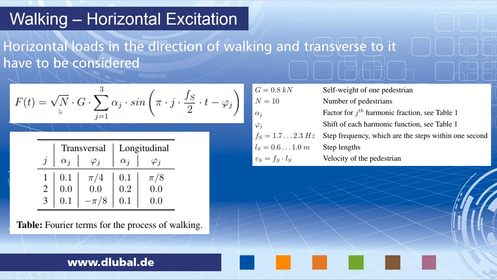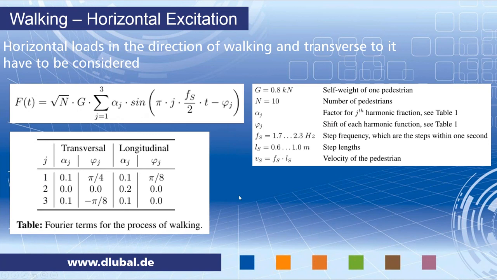So I just want to show you this formula here. It's quite similar. It's a sinus function as well. It consists of 3 Fourier terms, and you have the weight of the pedestrian. This is the number of persons. I will come back to this later on. We had this in the formula for the vertical excitation as well. I will explain later how this is calculated or what kind of assumption you have to make here.